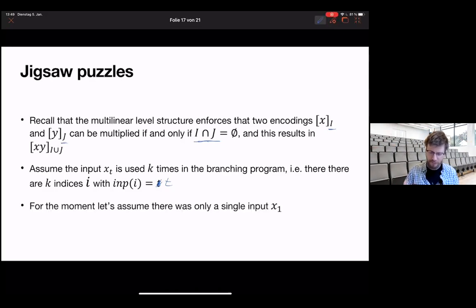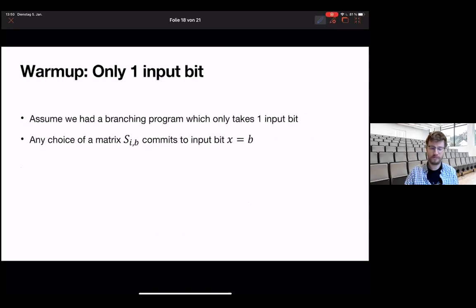For the moment, for an example, let's assume we only had a single input x1. Of course, this results in trivial programs, but this is just to illustrate the idea of jigsaw puzzles. We assume there was only a single input bit, and then we'll look into how this can be generalized to arbitrary branching programs. So let's go to our warm up with only one input bit.